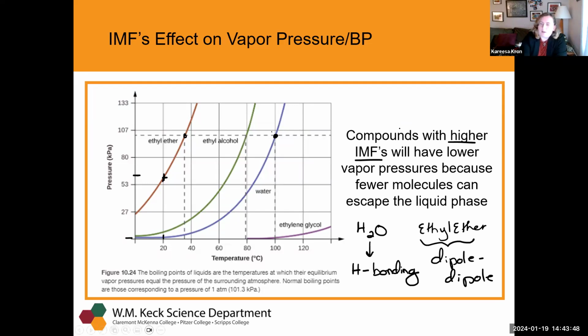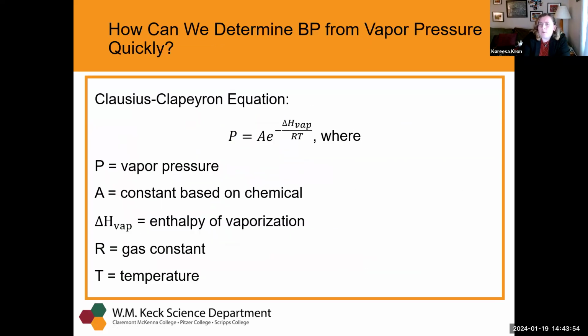One of the other ways we can do it, if we don't have a nice plot like this, is to determine boiling points from vapor pressure directly using the Clausius-Clapeyron equation. Here, our vapor pressure is some function of a constant based on a chemical, and then an exponential dependence on the enthalpy of vaporization, which we're going to talk about in just a second, and the gas constant and the temperature. On the last slide, it says that the pressure of our system is going to have some relationship to the inverse of the temperature.